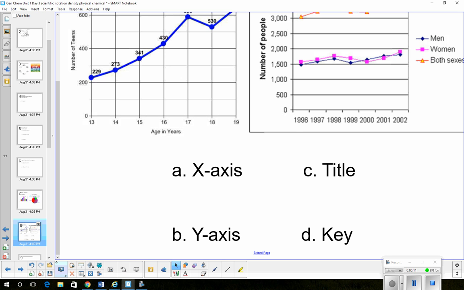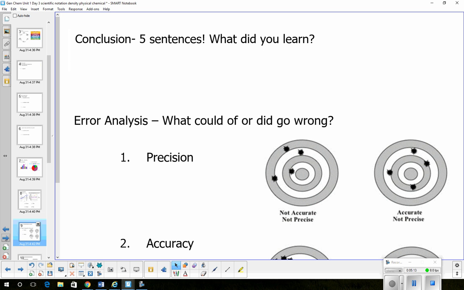All right. Conclusion, 5 sentences. I'm going to drill that into your head. 5 sentences in your conclusion. Tell me what happened. What did you get from what happened? What do you think from what happened? How does that go with what you've known in the past? Okay? Take those questions and write a sentence with them.